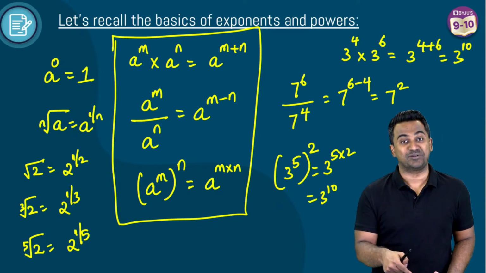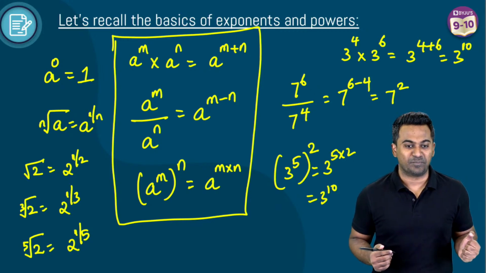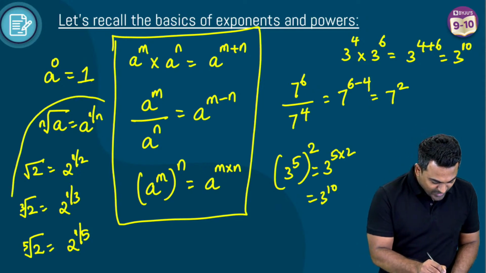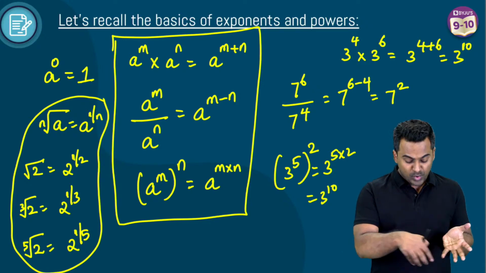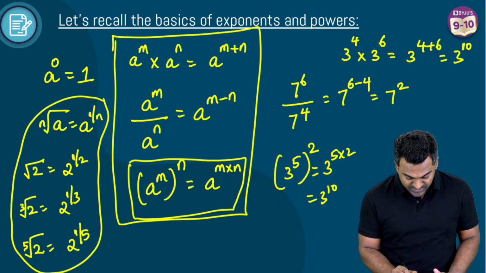So 7 power 6 divided by 7 power 4 is going to be 7 to the power 6 minus 4, giving me 7 to the power 2. All right. And then these rules. Now for me, these are going to be really crucial, because I am going to combine this simple rule with the rule of a power m raised to the power n, because something like this.